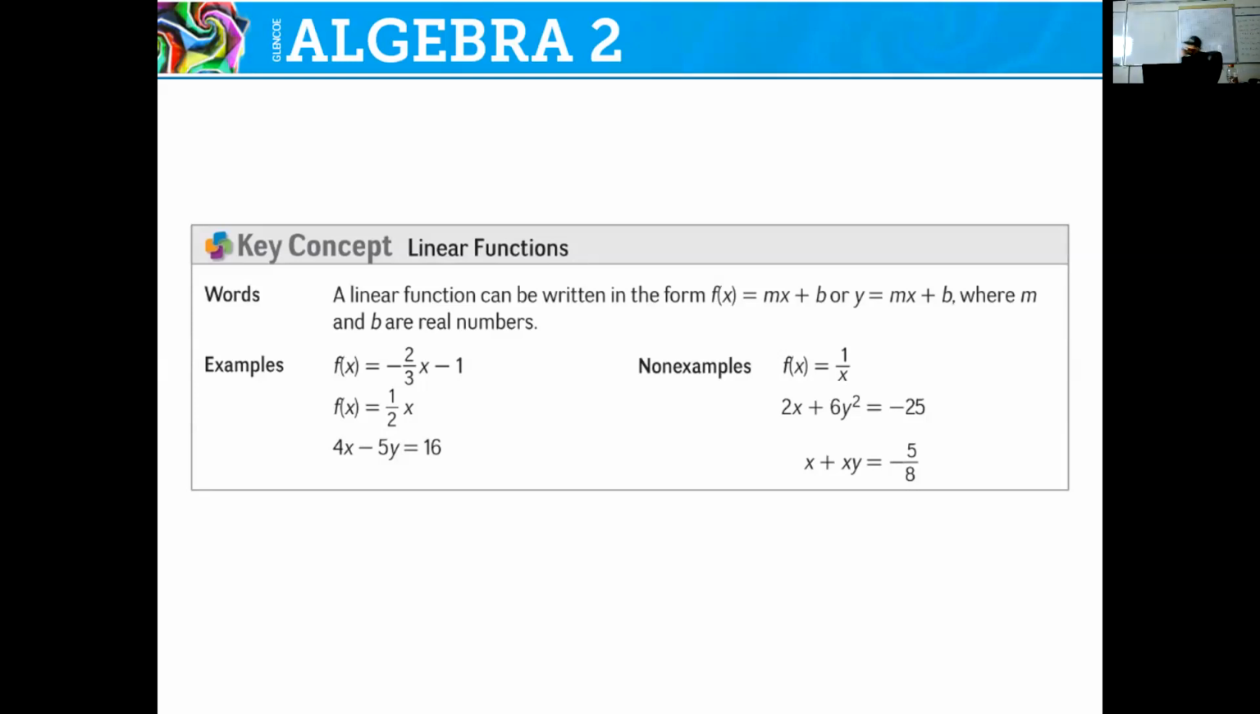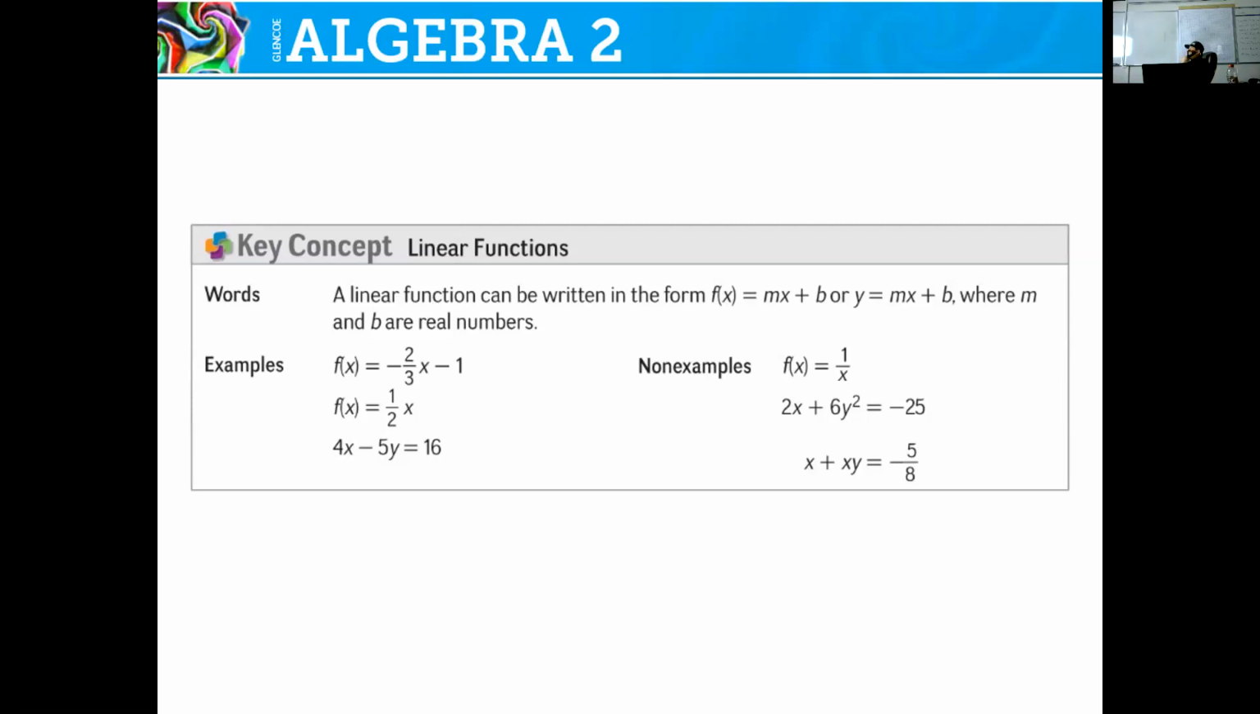The second one, 2x plus 6y squared equal to negative 25. If we were to take this and to solve this, we would subtract 2x from the left side to get it to the right side. We would have to divide by 6, but then we would have to take the square root. Okay, because we have to take the square root there, it's not going to work.